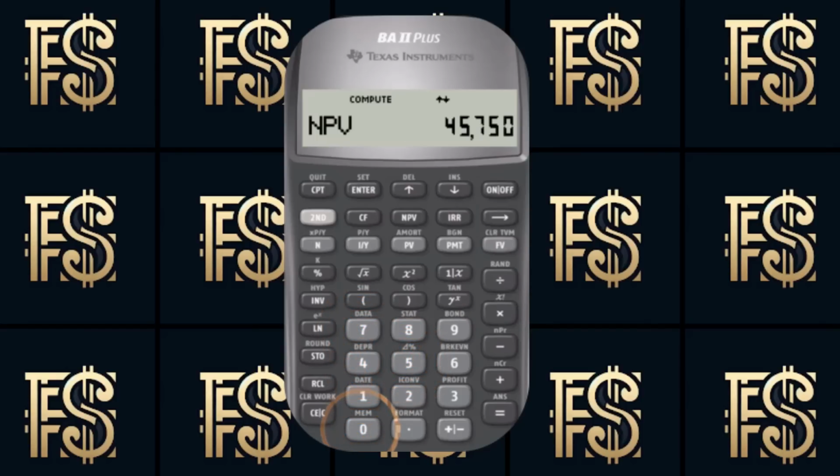That's $45,750. So when I do that, I find that my profitability index in this problem is 1.1585 overall. That means if I invest $1 into the project today, it will return to me $1.16 in today's dollars. Very important that we recognize that.